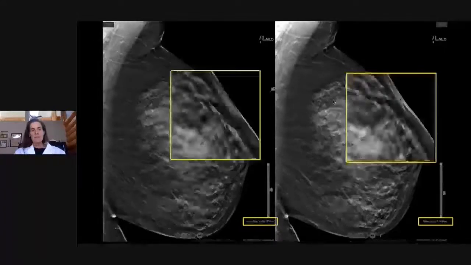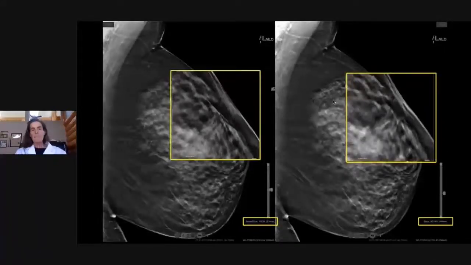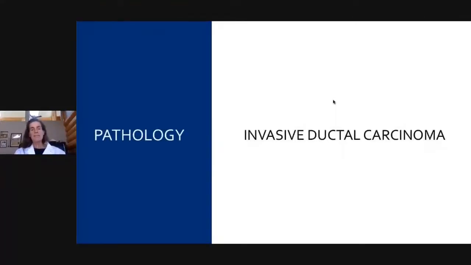And here's her medial lateral oblique. And again, a blown up view of the area of abnormality. And again, the skin line definition is even better in the smart slice. And that turned out to be invasive ductal carcinoma. Our next patient is 58 years old.